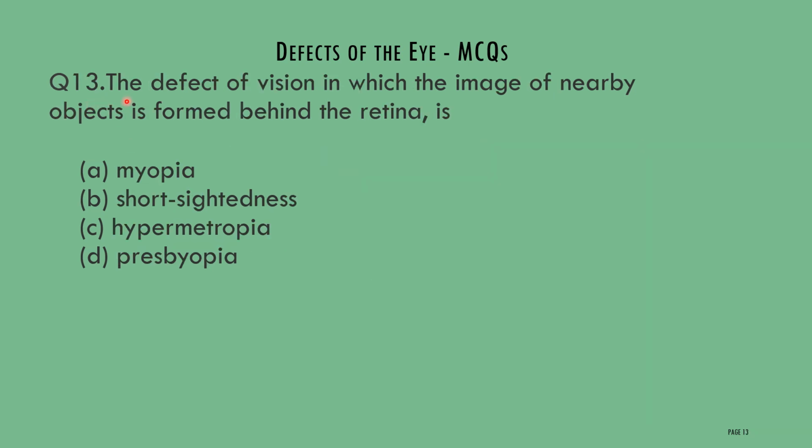Question number 13. The defect of vision in which the image of a nearby object is formed behind the retina. In which case will the image form behind the retina? Let us see the options. Option A, myopia. Option B, short-sightedness. Option C, hypermetropia. Option D, presbyopia. The correct answer is hypermetropia. In the case of hypermetropia, the image forms behind the retina. Already we discussed this question, that's why I will not explain more.